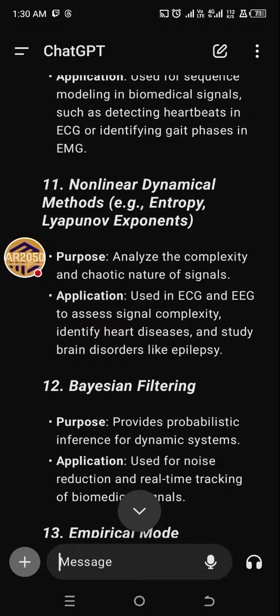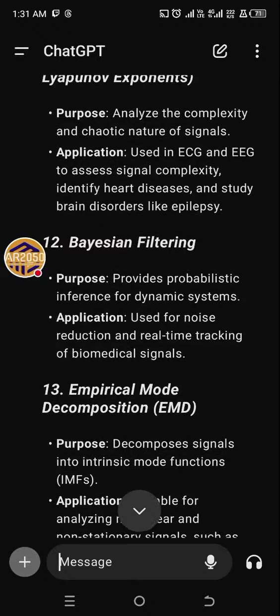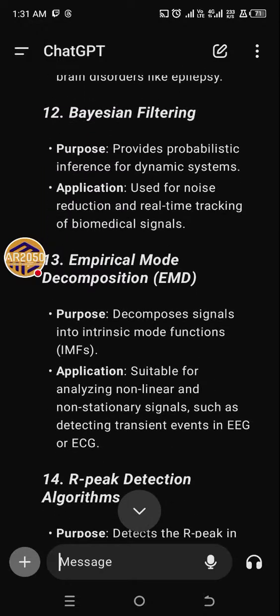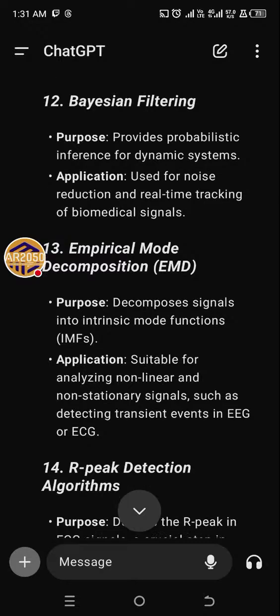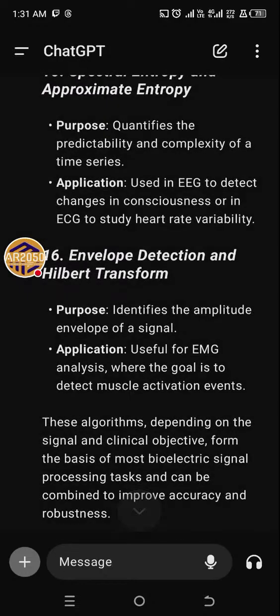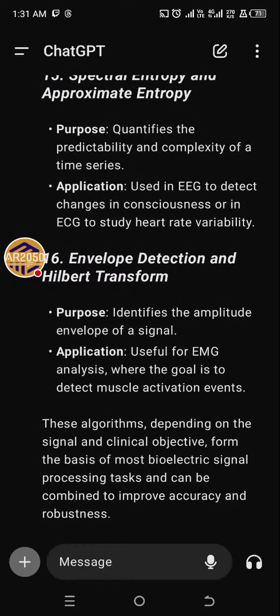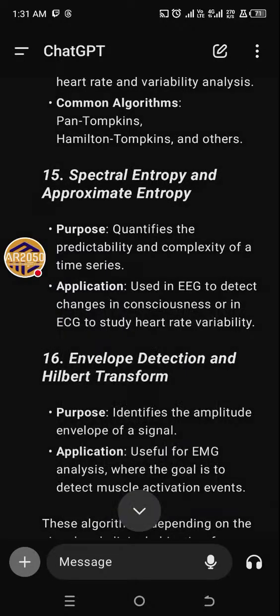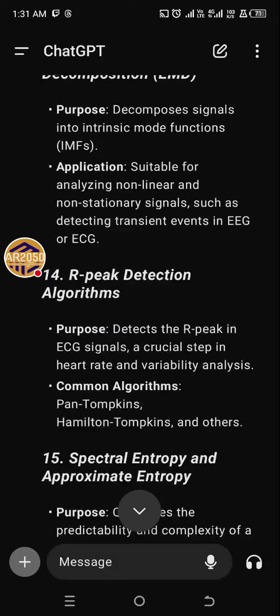So the nonlinear dynamic methods: entropy, Bayesian filtering. It provides the probabilistic inference for dynamic systems. It could be used for noise reduction and real-time tracking of biomedical signals. Empirical mode decomposition decomposes signals into intrinsic mode functions. R peak detection algorithm, spectral entropy, envelope detection, and Hilbert transform. We used this in a recent video that I had released about the ECG signal. So we use this for QRS complex detection.